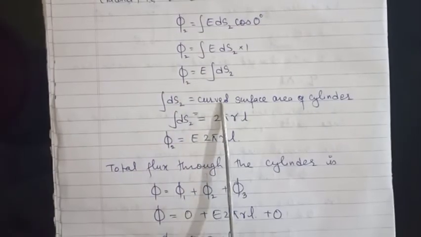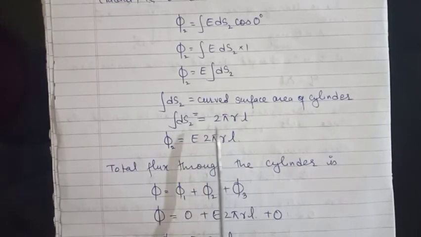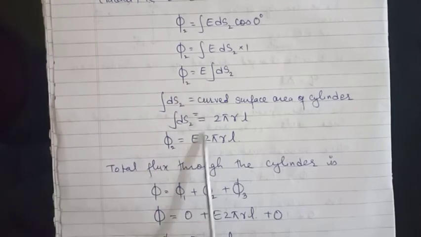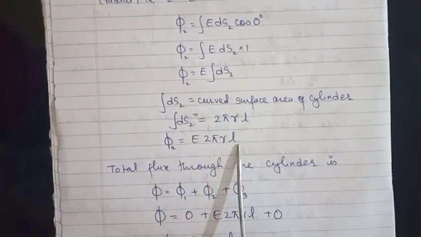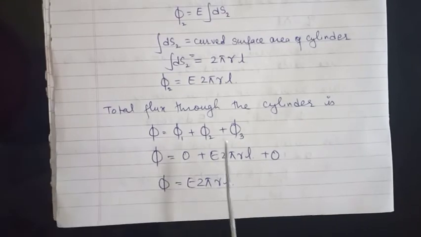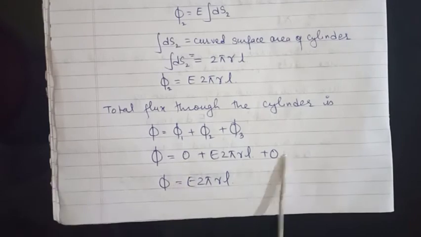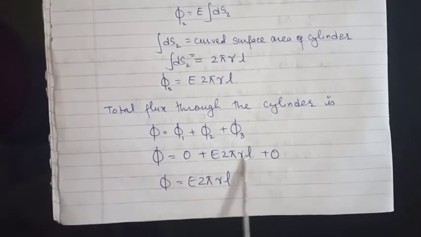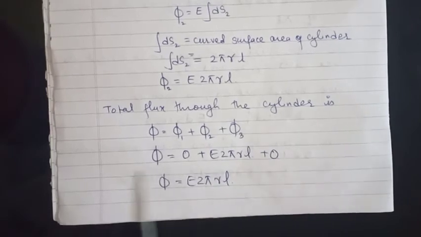So the integration of ds2 is the curved surface area of the cylinder, and the curved surface area of the cylinder is 2 pi rl. So flux is equal to E into the value of this ds2 integration, which will be 2 pi rl. Now the total flux will be flux 1 plus flux 2 plus flux 3. Flux 1 and flux 3 are 0, so flux 2 will be this much. So this is the total flux through the cylinder.